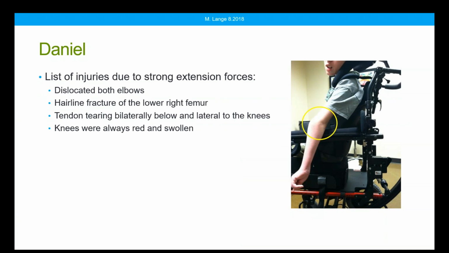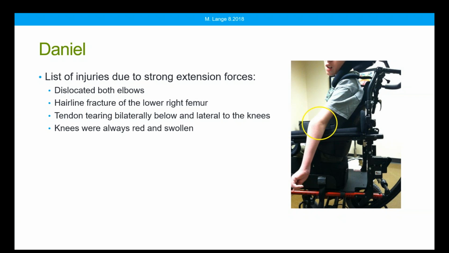Here's the list of injuries that have occurred over the years with Daniel due to this strong extension that he was exerting. He has dislocated both of his elbows. We anticipated this. When he was much younger, in the picture we saw previously, we were very much considering strapping his arms down to his arm pads to keep them in some degree of flexion when he was in his wheelchair. His physician was worried that he would literally break his arms, as were we. And so we did not strap his arms, and he subsequently dislocated both elbows.